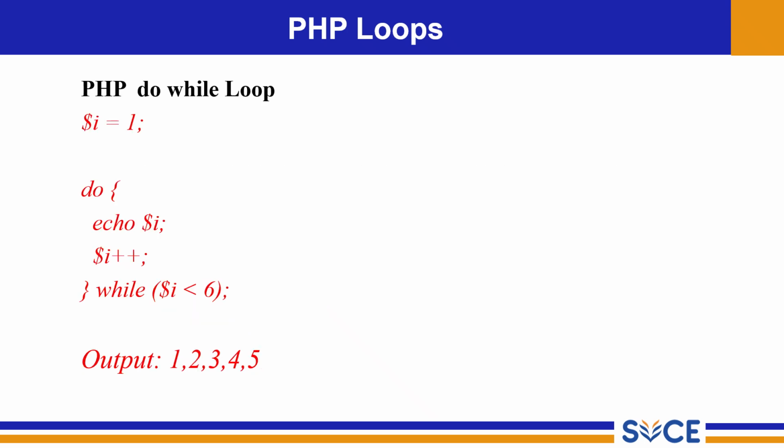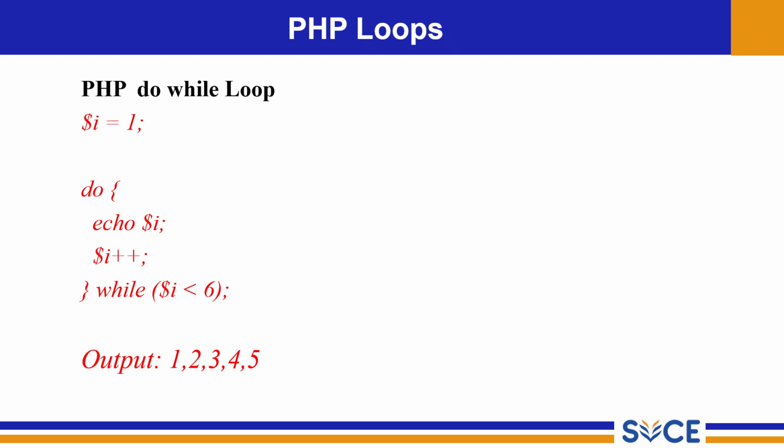Here is an example for the do-while loop. In the given program, $i = 1 initializes a variable $i and sets its value to 1. This is the starting point for the loop. Do begins a do-while loop which executes the block of code first, then checks the condition after. This guarantees the code runs at least once even if the condition is false.